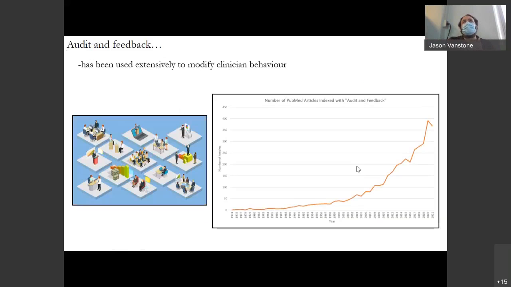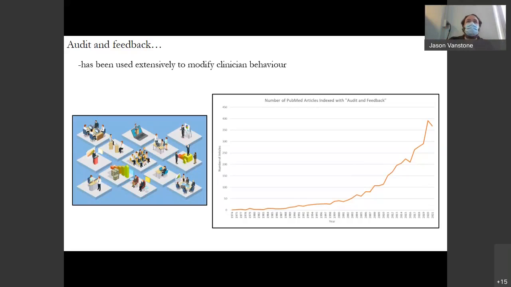So this is essentially something that has been used extensively to modify clinician behavior. You audit a behavior, so the number of prescriptions or the number of tests ordered, and you feed that information back to clinicians with the goal of changing that behavior. So if you're trying to say, in this case, are we prescribing too many antibiotics? We can show clinicians where they fall, are you using more antibiotics than your colleagues, and things like that. And then you can use that to drive behavior change.